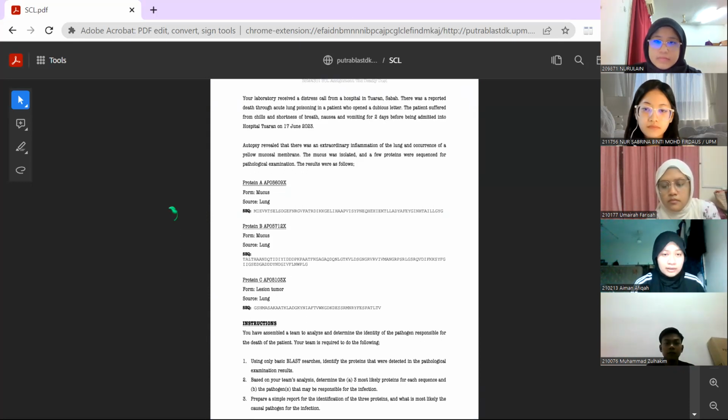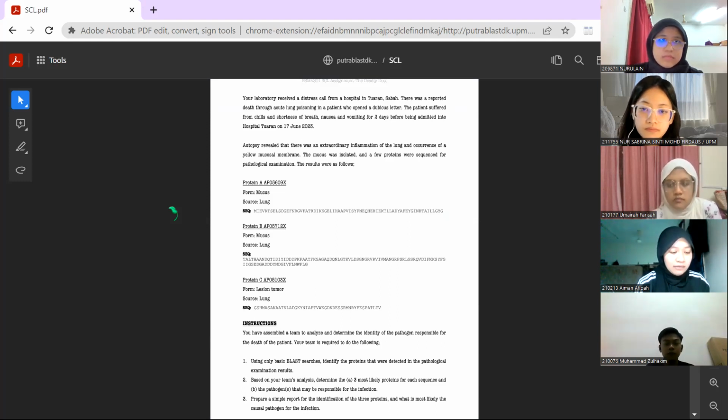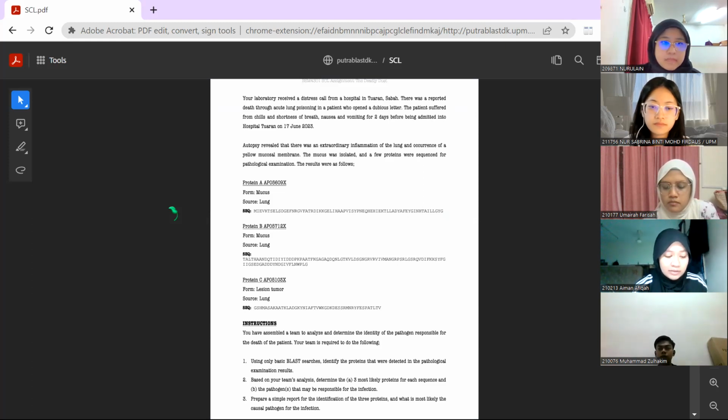So together, there are 3 types of protein: protein A, protein B, protein C. For the first one, protein A, I will explain all of the signs and symptoms that this protein has caused. It is caused by the bacteria called Klebsiella pneumoniae. The bacteria can cause infection in different parts of the body, such as the lungs, bladder, brain, liver, and so on. But the most common infection is a urinary tract infection.